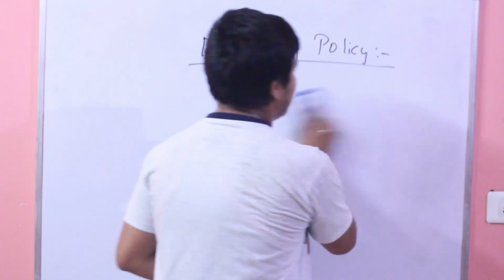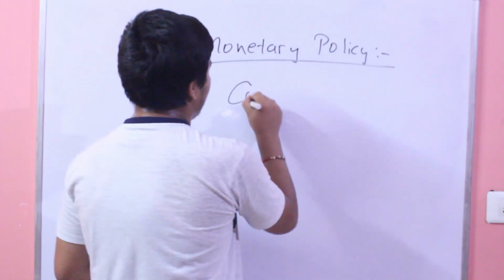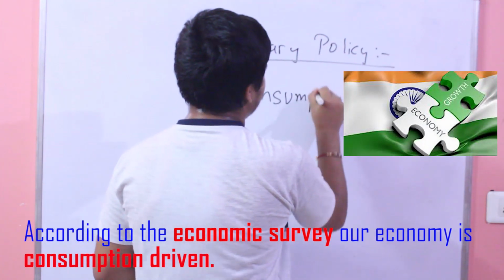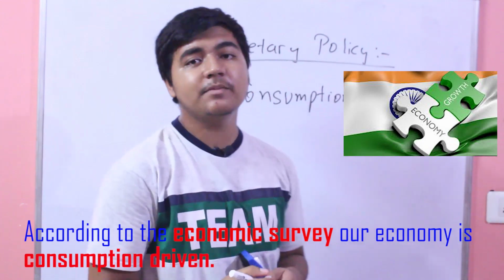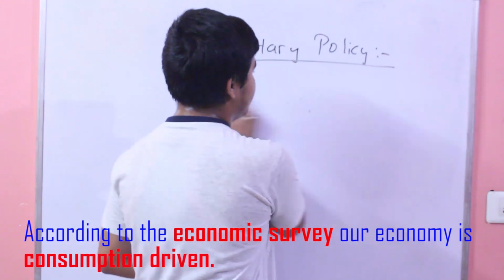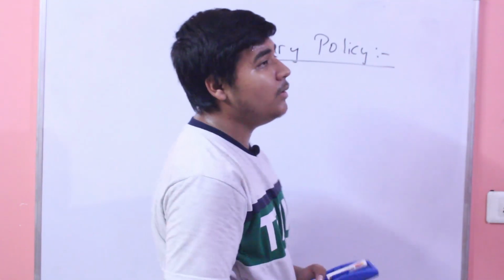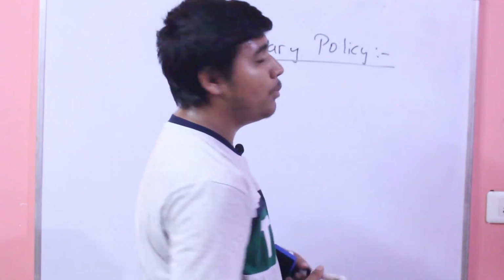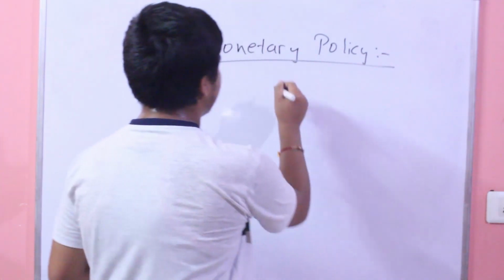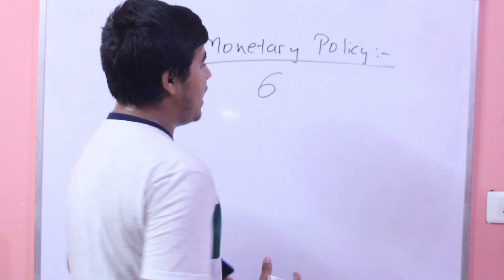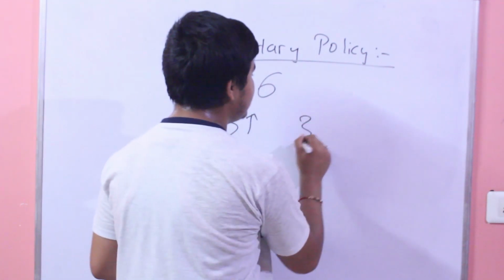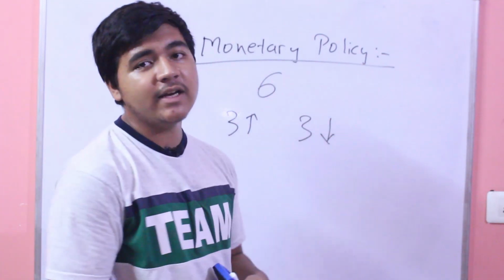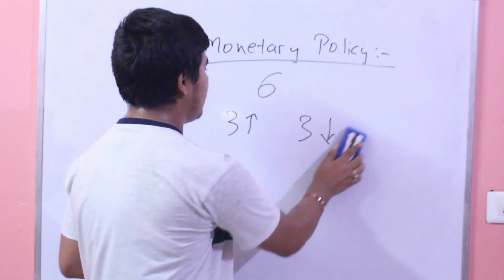So why is this happening? According to the economic survey, it is said that our economy is consumption based. It means that the higher the consumption, the higher the growth. Now let us talk about the Monetary Policy Committee. There are 6 members in its council, and let us suppose that 3 will say that the repo rate will increase, and 3 will say that the repo rate will decrease. So the final decision is made by the governor of RBI.